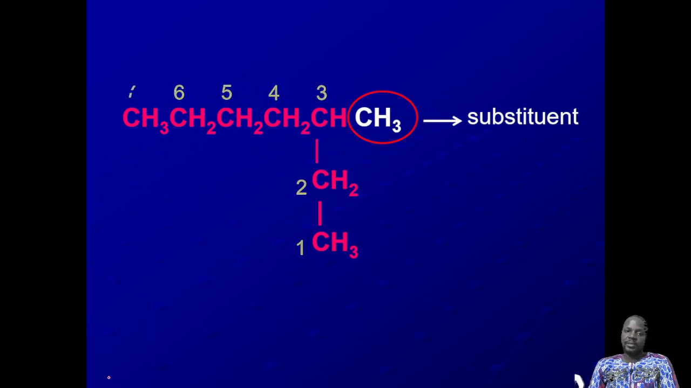So guys, this is the methodology we use in naming organic compounds. Focus on the substituent, start naming from the side that is close to the substituent. This is how we do that. So guys, the next one is step 3.